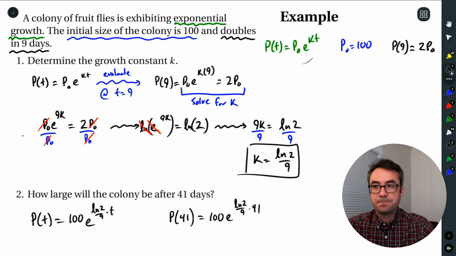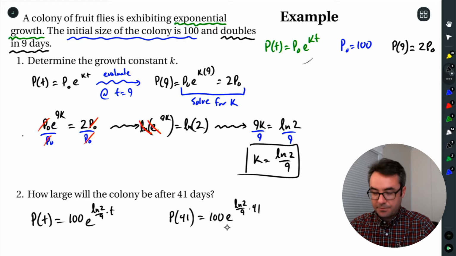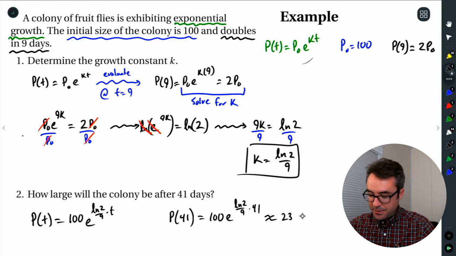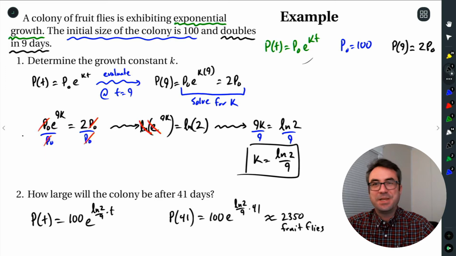So there we go. And the units here are fruit flies. So this is approximately 2,350 fruit flies. Units.